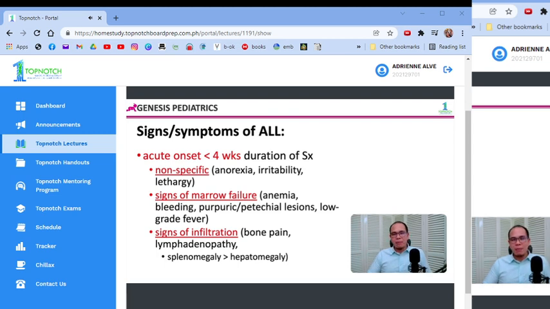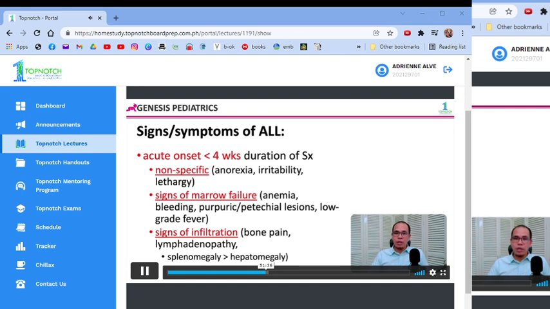Na pag walang signs, aplastic anemia. Pag may signs of infiltration, acute leukemia. No, of course, it's not like that. Okay, of course, your definitive diagnosis would be to check your bone marrow. Okay, so your BMA, bone marrow aspiration.